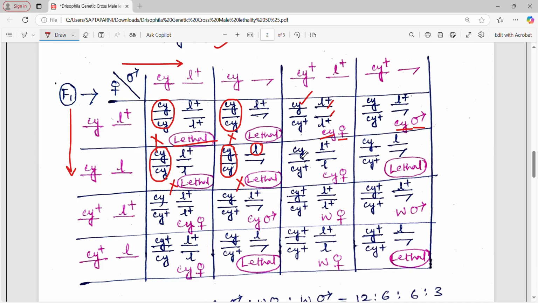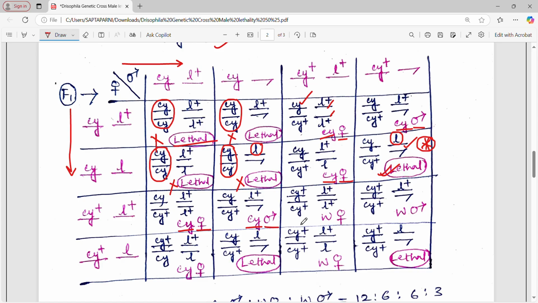Next, CY plus, that means it is Curly and it has 2 X chromosomes, so Curly female. CY plus L and Y chromosome. So see here, though it has a Curly mutation in heterozygous condition, but as it is carrying the L allele on its single X chromosome, that is why it is lethal. So it is very important. So here lethality is caused due to lethal alleles on X chromosome. Okay, got it? Now see, CY plus, so it is Curly, 2 X chromosomes, Curly female. Then CY plus, Curly, 1 X 1 Y chromosome, Curly male.